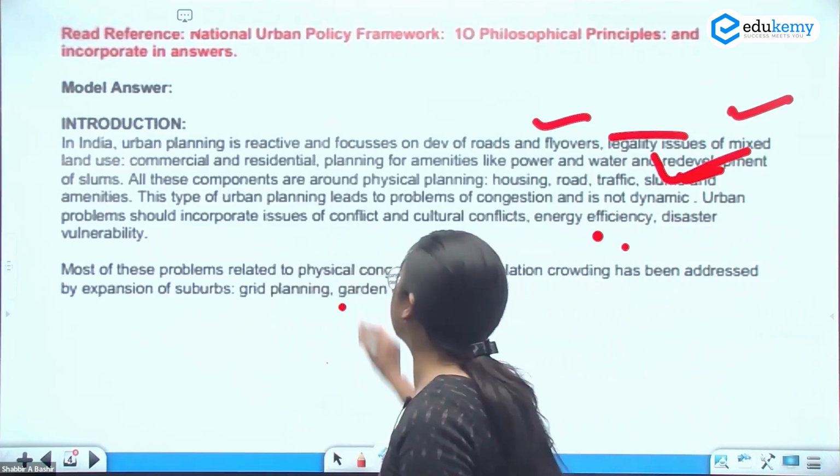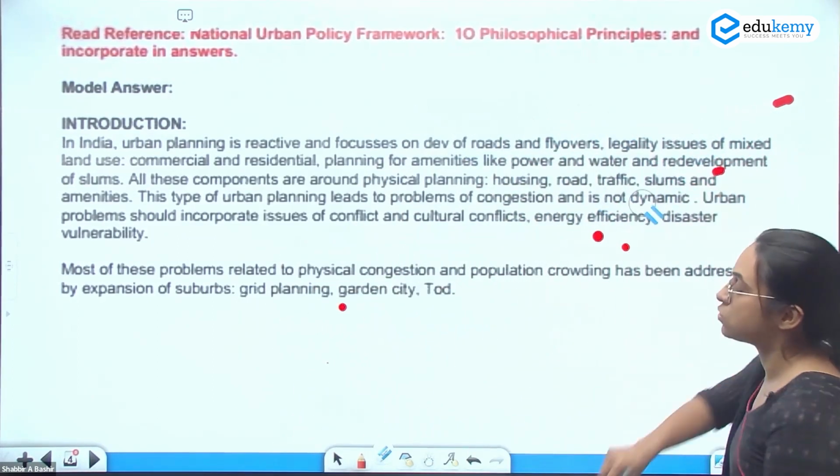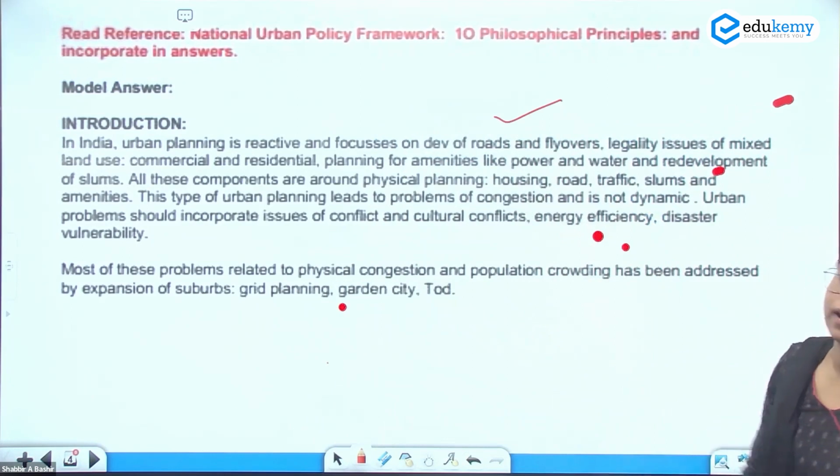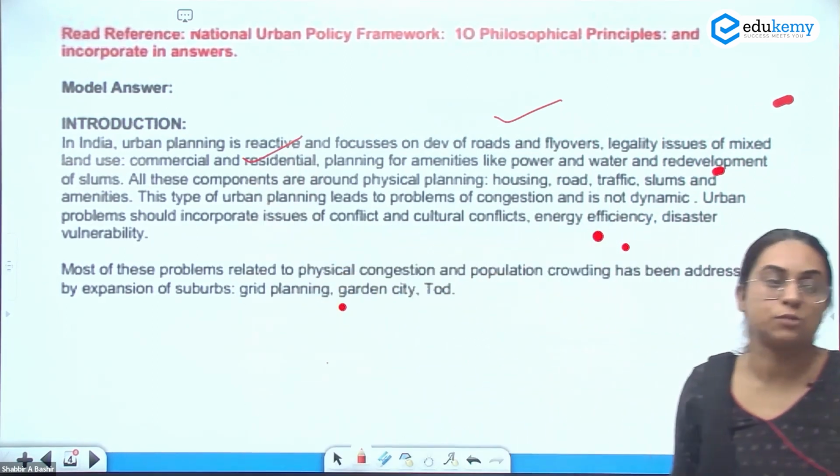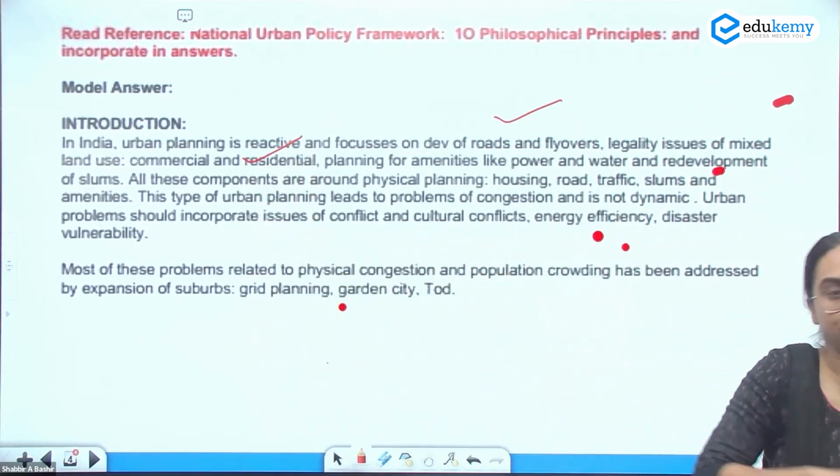So present day planning, if you take into consideration, it focuses on the development of roads and the flyovers. It is more about the legality issues between the residential areas and the commercial areas. It is more about planning for physical development.